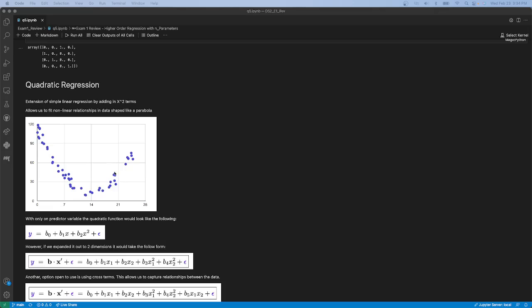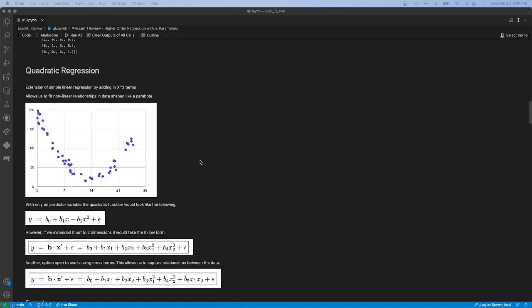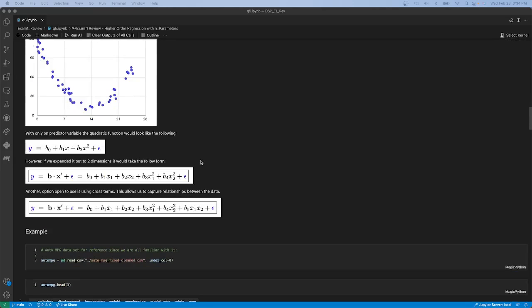So if we had data that looked like this, quadratic regression would typically be a pretty good choice. And one of the things I did want to touch on here, and this is very similar with cubic, is that the formula looks different depending on the number of features or dimensions that you have, and also it depends on whether or not you want to include cross terms.